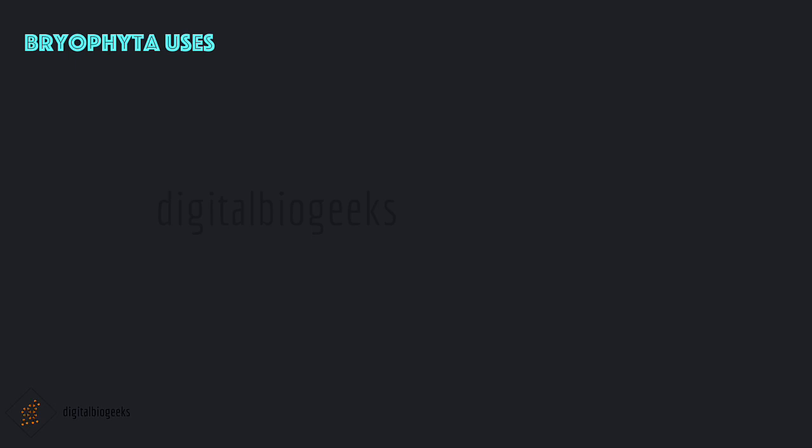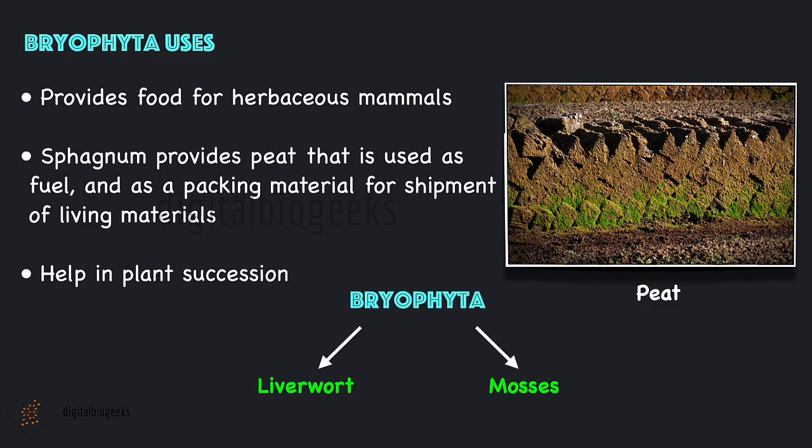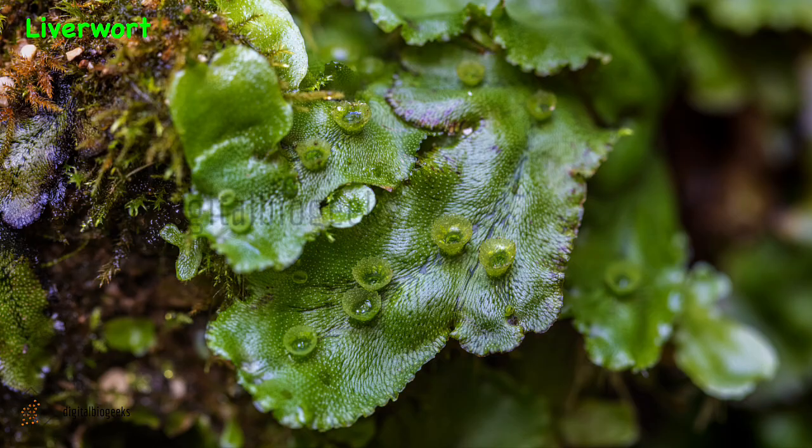Now let's learn what the uses of bryophytes are. Some provide food for herbivorous mammals, meaning mammals that only eat plants, like reindeer, birds and animals. Sphagnum provides peat, a brown deposit resembling soil, which can be used as fuel and as a packing material for the shipment of living materials, as they have the capacity to hold water. We already learned that they help in plant succession. Bryophytes are divided into two groups, liverworts and mosses.